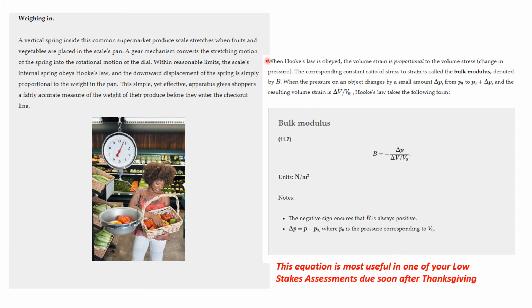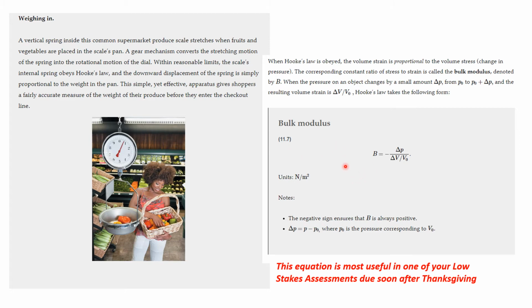When Hooke's law is obeyed, the volume strain, which we defined before, is proportional to the volume stress, the change in pressure. The corresponding constant ratio of the stress to the strain is called the bulk modulus. This is also in your low stakes assessment, so expect to use this equation, and that's denoted by capital B. So when the pressure on an object changes by a small amount, delta P, going from P0 to P0 plus delta P, and the resulting volume strain is delta V over V0, then Hooke's law takes the following form.